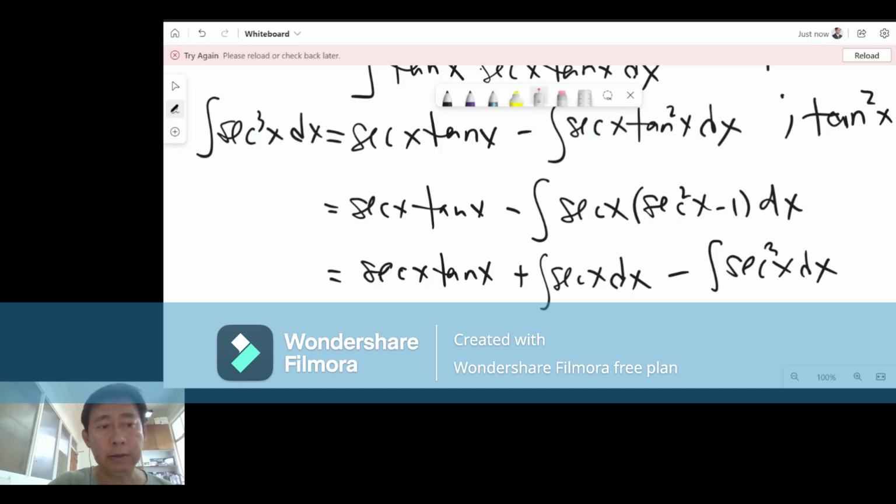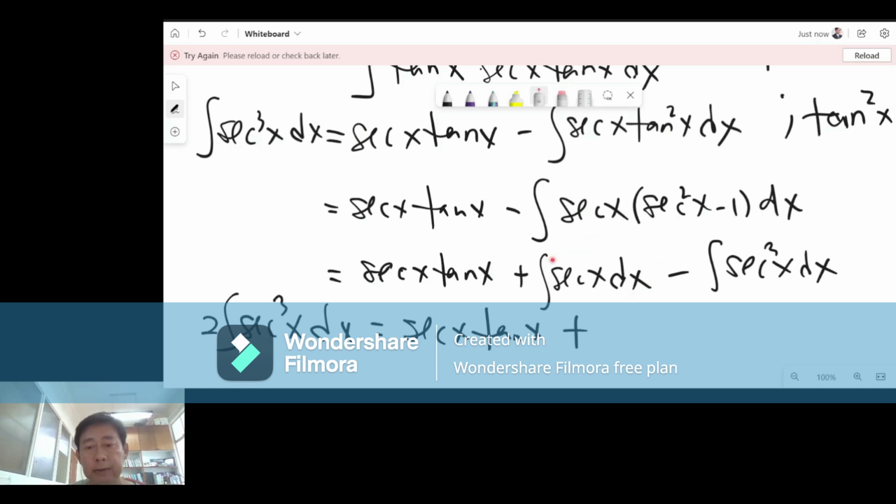So you see on the left hand side you have a secant cube. On the right hand side you also have a secant cube but with a minus sign. Bringing this term to the left, you would have a factor of 2 in front of the integration of secant cube x. And what is left is secant x tangent x plus the integration of secant x.